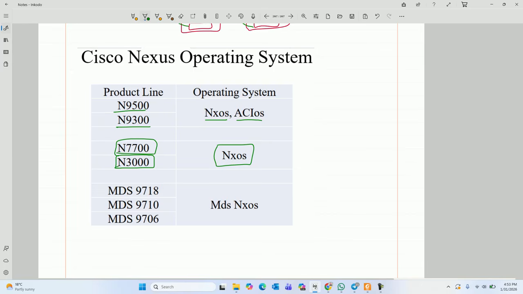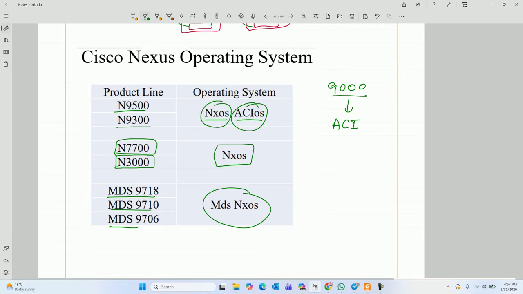Then you have the Nexus MDS. They have their own operating system. So only Nexus 9000 series switches are supported by ACI. These are the switches which are supported by ACI also. Otherwise, the rest of the Nexus switches run on only what operating system? The Nexus operating system, or NX-OS. I hope it makes sense.